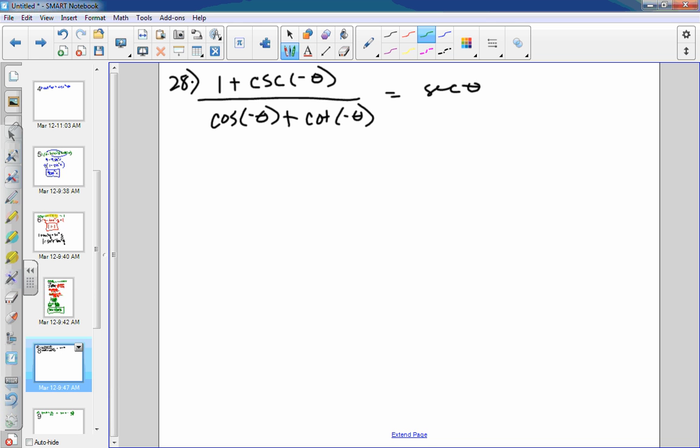This is from section 5.2, problem 28. 1 plus the cosecant of negative theta, all divided by the cosine of negative theta plus the cotangent of negative theta, is all equal to the secant.